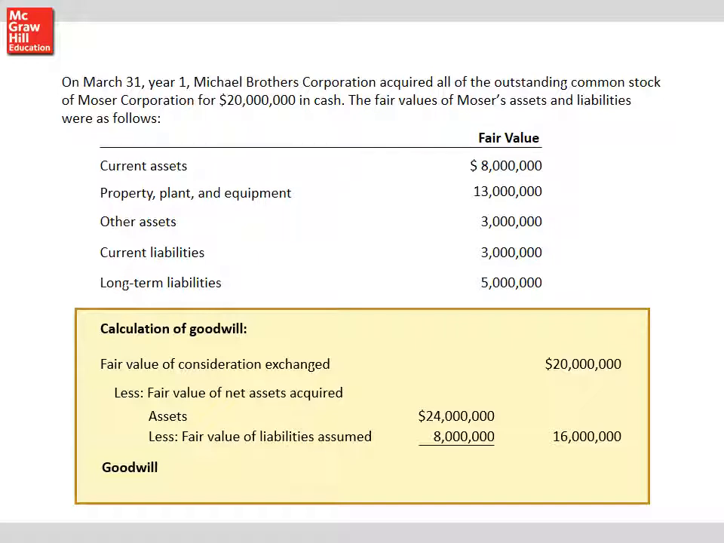Not because you don't know what you're doing, but because there are intangible aspects of the company that will make it more profitable. Things like great management, great employees, great customers who are loyal. And these aren't valued anywhere until Michael Brothers purchases Moser's assets and liabilities. And they place a value on those intangible great things of the company at $4 million.